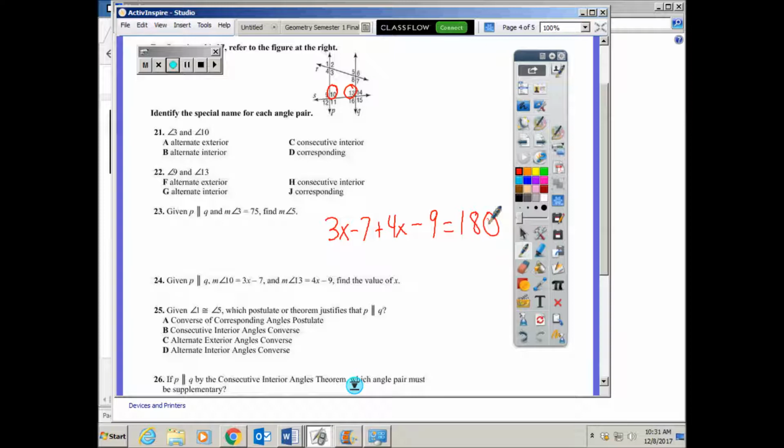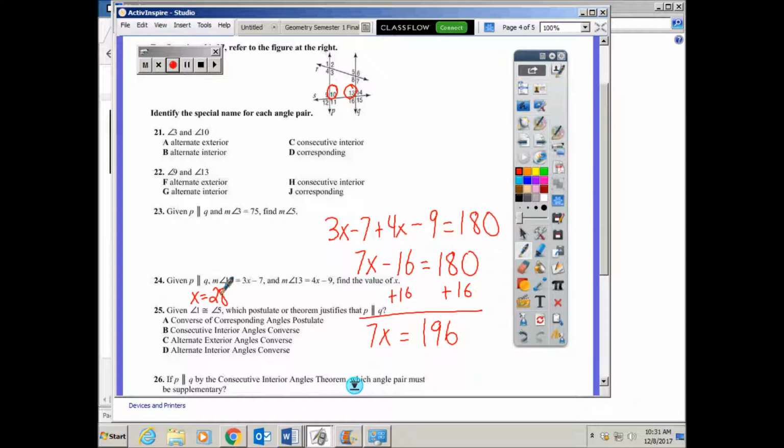3x plus 4x is 7x. Negative 7 minus 9 is negative 16. I add 16 to both sides. That's 196. And when I divide, x equals 28.